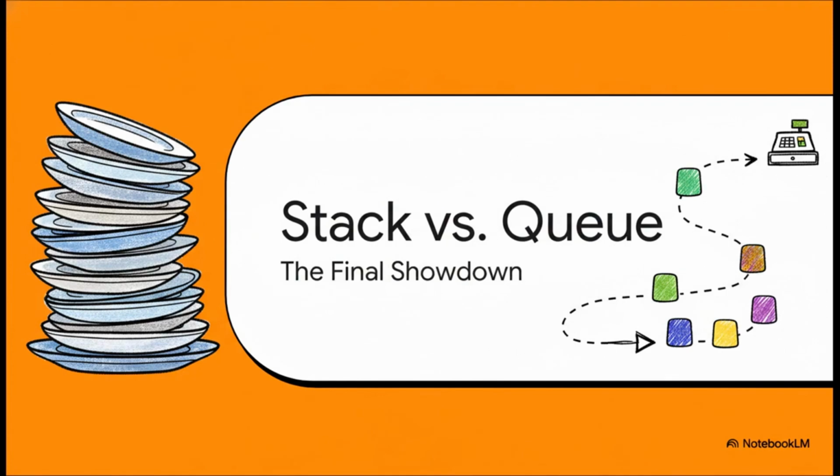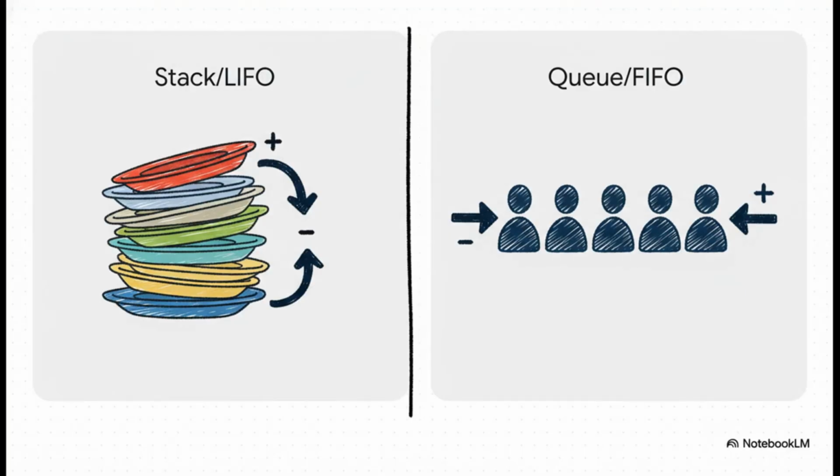All right, it's time for the main event. We have 2 data structures, 2 totally different rules for keeping order. One's a stack of plates, the other's a checkout line. Let's put them head to head and make it all crystal clear. And this really sums it all up, doesn't it? The stack is all about LIFO, last in, first out, like our plates. All the action, push and pop, happens at one end.